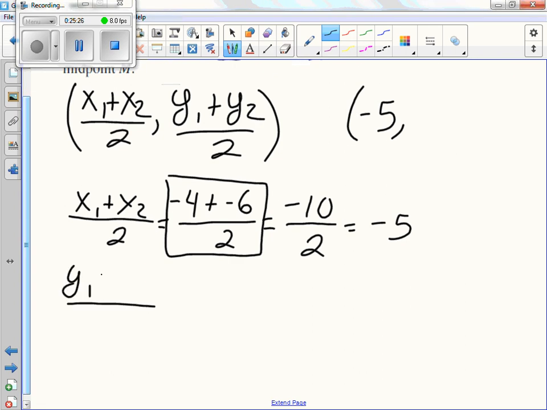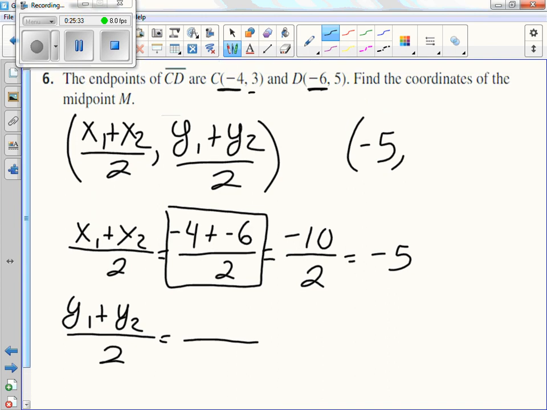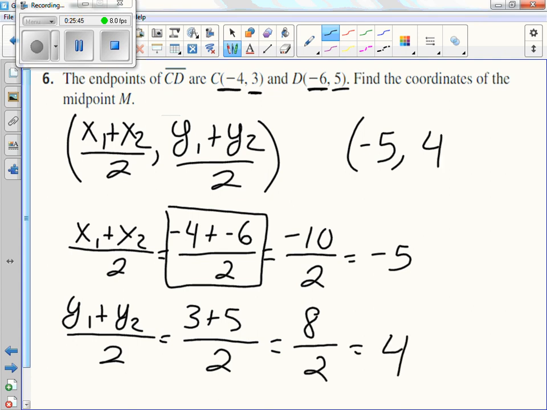We're going to add the y values together and then divide by 2. So our two y values for this here are 3 and 5. So we're going to add those together. We're going to do 3 plus 5 and divide that by 2. Well, 3 plus 5 is 8. And 8 divided by 2 is 4. So the y value of the midpoint here is 4. And that's our midpoint there. That's all we have to do for this here.